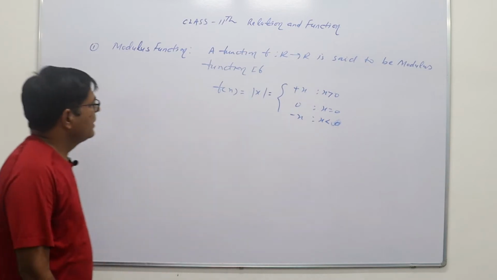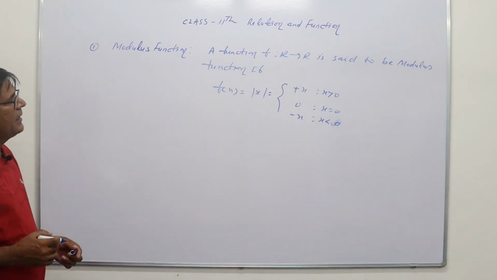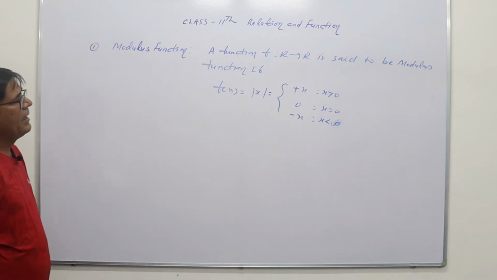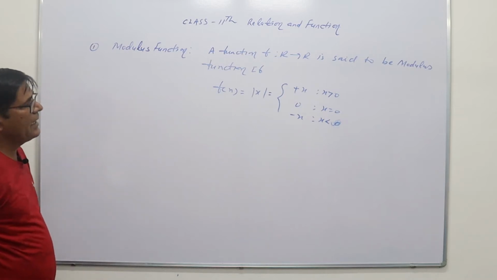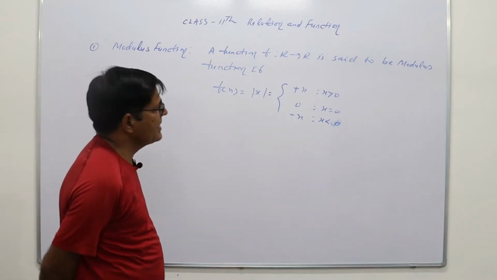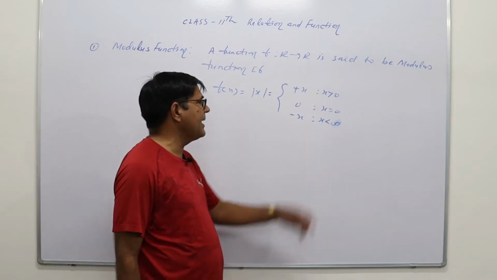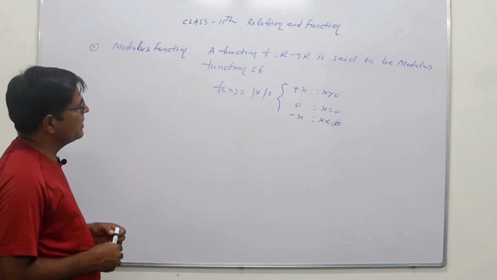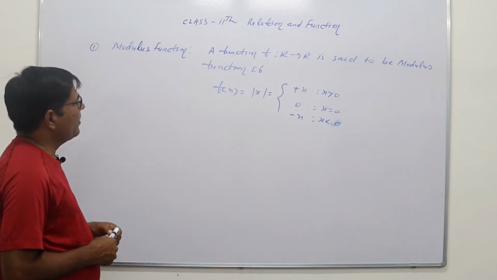So the modulus function f(x) is equal to mod of x. If x is greater than 0, then mod x is x; if x is equal to 0, then 0; and if x is less than 0, then mod x will be minus of x. Now first we will draw the graph of this function.